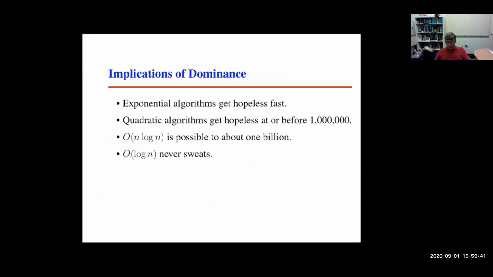So what do we learn? An exponential algorithm is doomed to fail for any reasonable n. A quadratic algorithm is going to be hopeless by about 1 million. And maybe you can get up to 1 billion with n log n, but it's starting to be visible. A log n algorithm never sweats. Any questions about these?